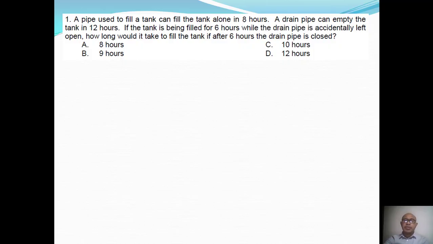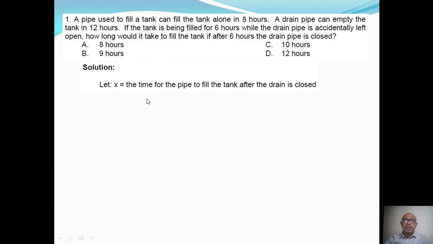Okay, so we can tabulate our rate and the time that the pipe and the drain work. So let x be the time for the pipe to fill the tank after the drain is closed. The pipe fills the tank for 6 hours, and then after 6 hours the drain is closed, and the pipe continues to fill the tank. So the remaining time for the pipe to fill the tank without the drain is x.